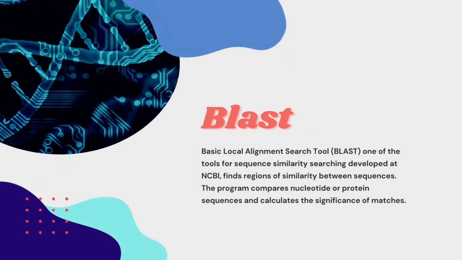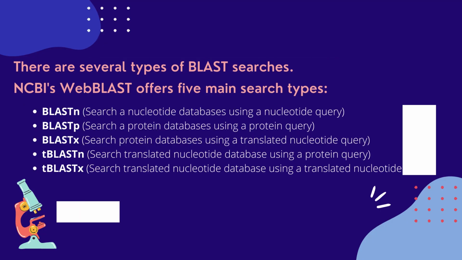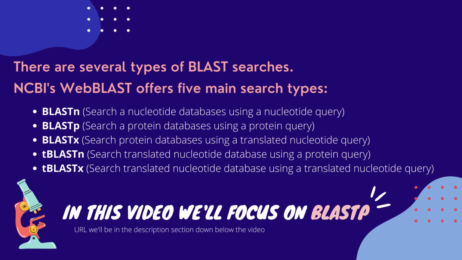BLAST is an abbreviation for Basic Local Alignment Search Tool, and it is a program for sequence similarity searching developed at NCBI. It finds regions of similarity between sequences. The program compares nucleotide or protein sequences and calculates the significance of matches. The NCBI Web BLAST offers 5 main search types: BLAST-N, BLAST-P, BLAST-X, T-BLAST-N, T-BLAST-X. In this video, we will focus on BLAST-P. You can access BLAST by the NCBI, and the direct link of a BLAST will be in the description section down below the video.